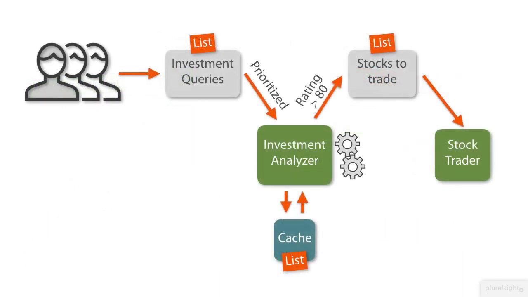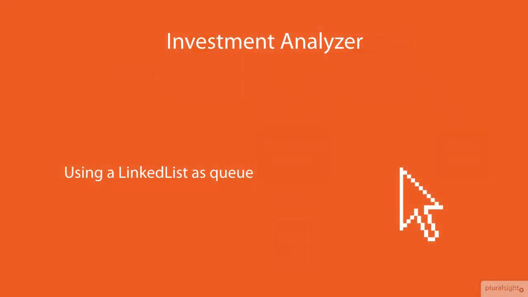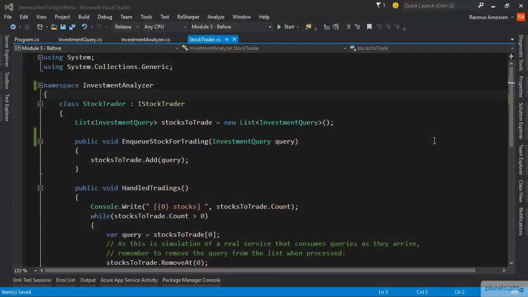Let's do the first adjustment to the investment analyzer and use a linked list as a first in, first out queue in the stock trader. I'll head over to Visual Studio and alter the source code. Here we are in the stock trader. And as you can see, we used a list for the stocks to trade queue.